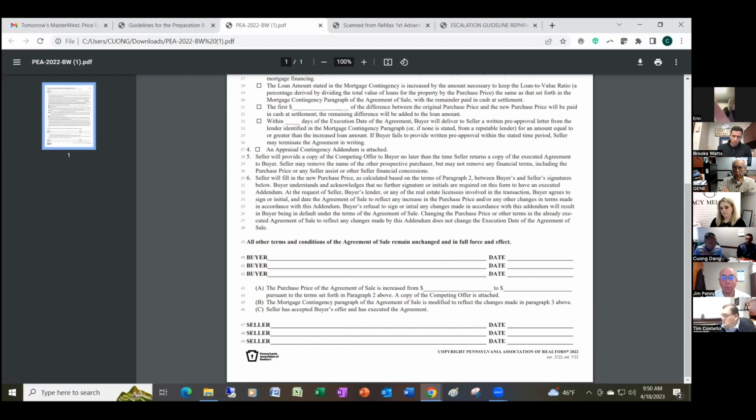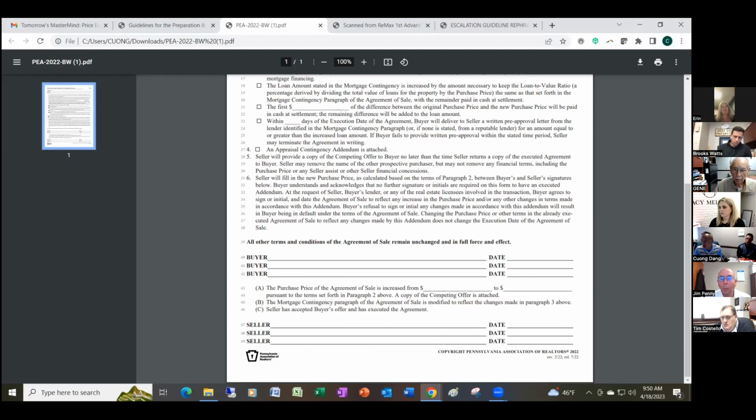Here's another important sentence here, the last sentence of this paragraph 6, okay? Changing the purchase price or other terms in the already executed agreement of sale to reflect any changes made by this addendum does not change the execution date of the agreement of sale. So why is that important?